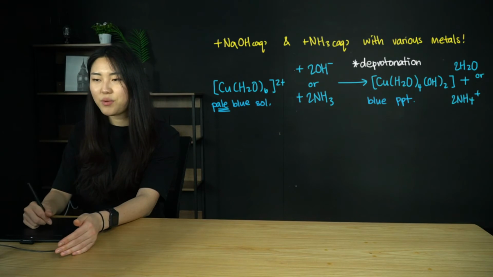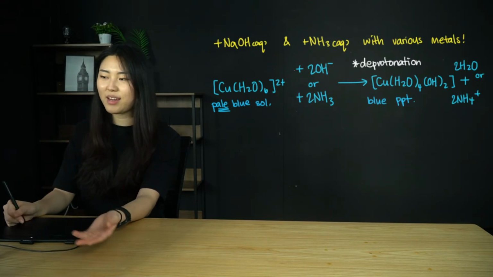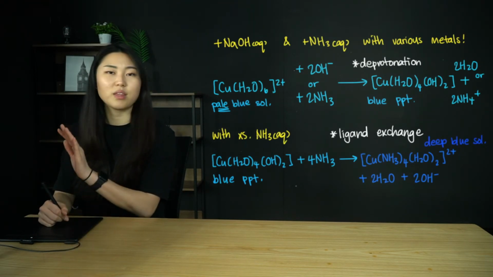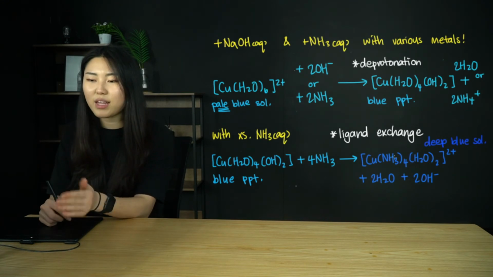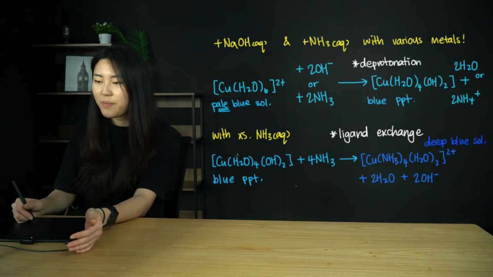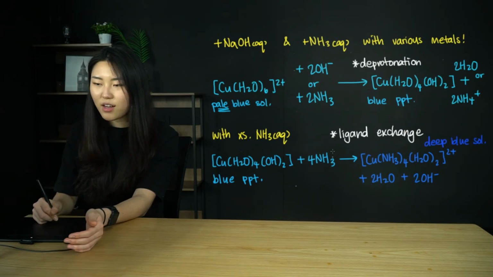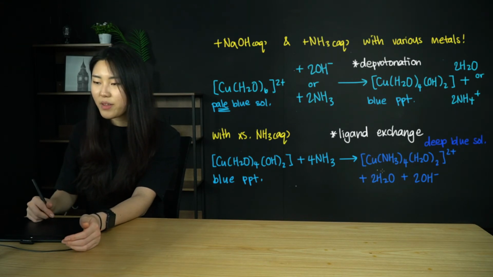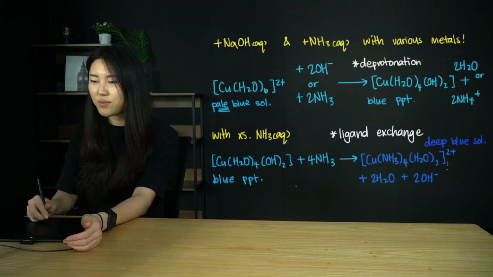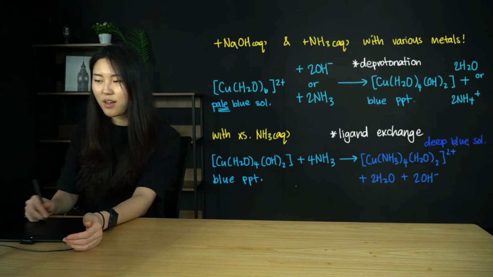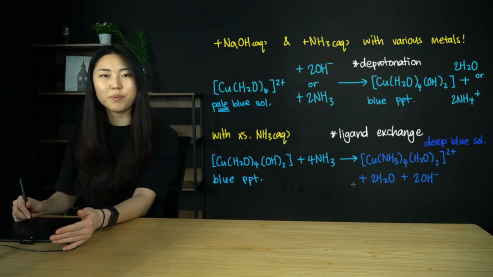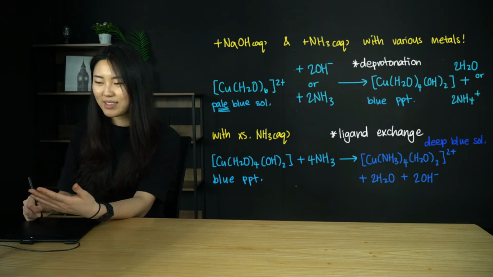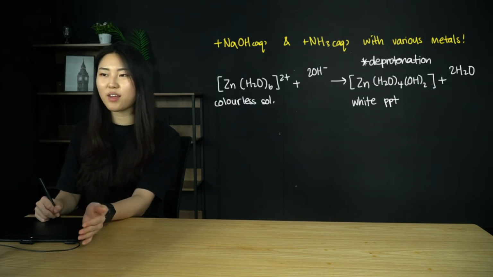And if we use NH3, same thing happens, deprotonation, but we get ammonium ions. And with excess ammonia, not with excess sodium hydroxide, but with ammonia, we get a deep blue solution because over here, the ammonia is actually replacing 2 of the hydroxide ions and 2 of the water ligands, okay? So that is the formula of the new complex formed, and that complex has a deep blue color. So we get a deep blue solution, and you can see the replaced ligands over here as well. So that is with copper, okay?